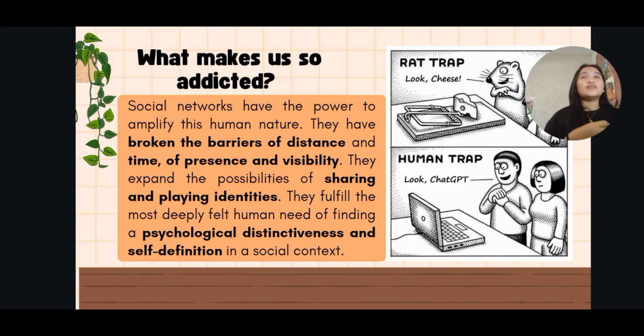Next is that they expand the possibilities of sharing and playing identities. People can show different versions of themselves online. It is true. Choosing how they look, what they share, and how they present their personality. So, a shy student in real life can appear confident and funny online.